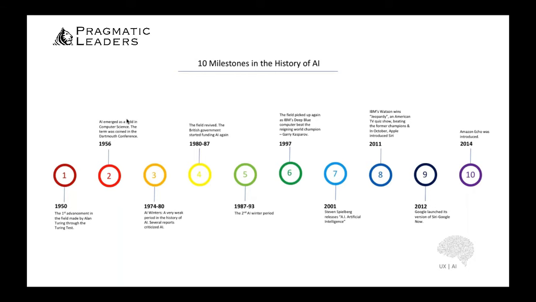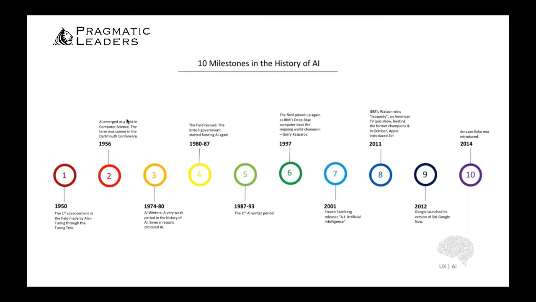In 1956, AI emerged as a field in computer science. The term was coined in the Dartmouth Conference. In 74 to 80, nothing much was happening really. AI had gone down, and several reports criticized AI about the disadvantages of AI, and it's not really a good thing. So government stopped spending on this field. Between 80 to 87, it was revived again. The British government started funding AI again to compete with the efforts made by the Japanese.